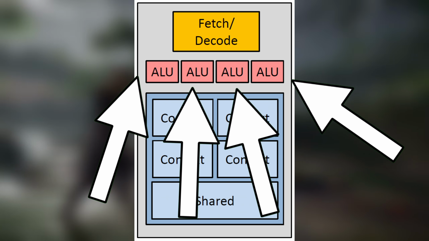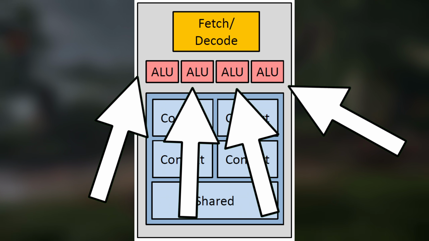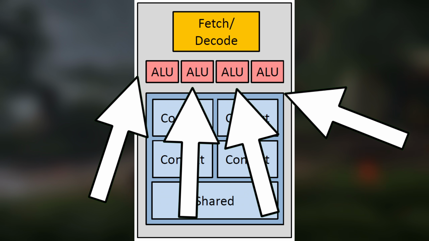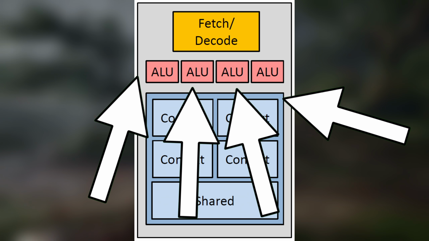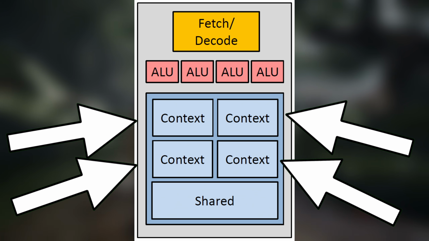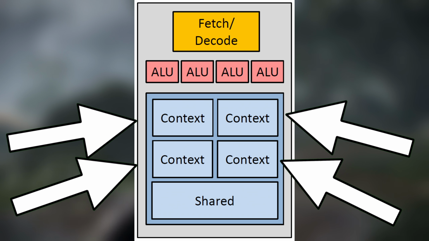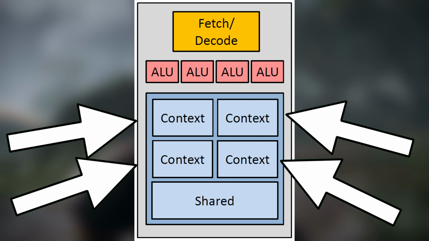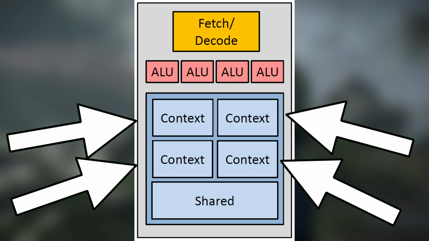This is possible only when the same instructions are used on every single ALU. Different values are also okay. That's what the different execution contexts are used for. Calculating 2 plus 3 on one ALU and 4 plus 7 on another is thus possible. This in turn allows for extremely high throughput.